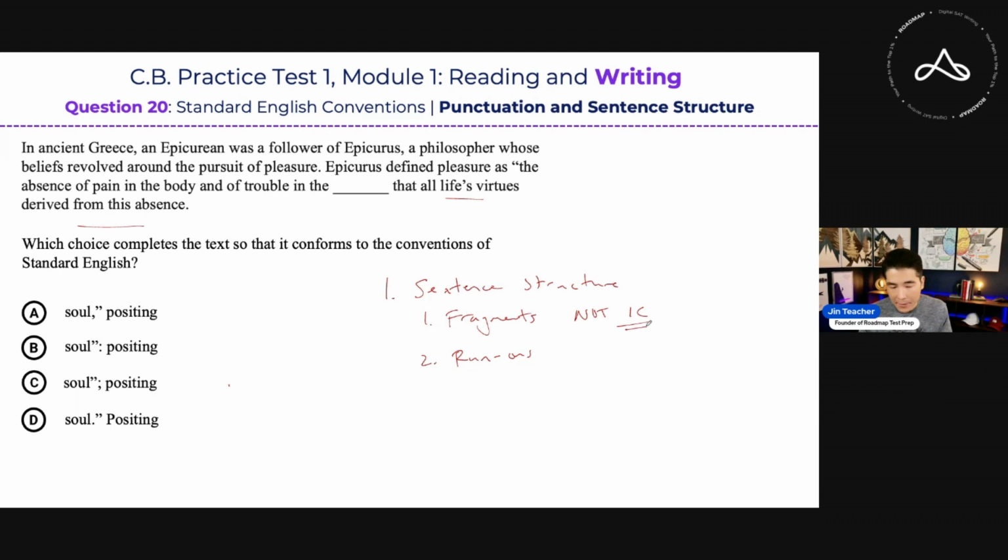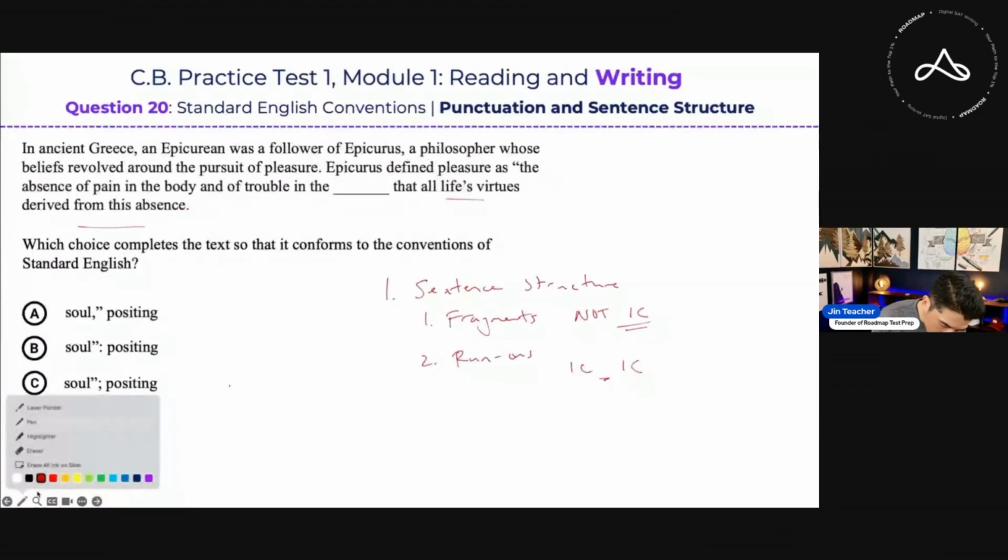Every single sentence that you read on the SAT has to have at least one independent clause in it. It can't be an incomplete sentence. And a run-on sentence is basically when we have two independent clauses that are not properly punctuated, so you have the wrong punctuation mark separating two independent clauses. So that's the first thing that I notice here. Now, why is that type of knowledge very useful?